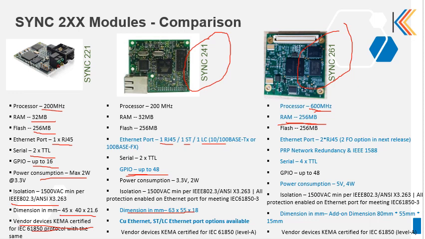So it is a very high-end processor. RAM is also very high-end. 2 Ethernet ports are there. 2 copper Ethernet or fiber optic Ethernet options will be available in the upcoming version. PRP redundancy is supported. PTP based synchronization is supported. Up to 4 serial ports, up to 48 GPIO. Power consumption is a bit high, but all other things remain the same. So this is a key board for your own device development platform. These are the basic differences of the Sync 200 modules.